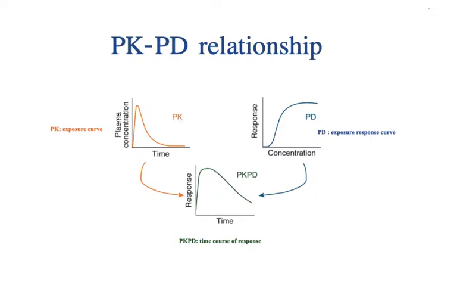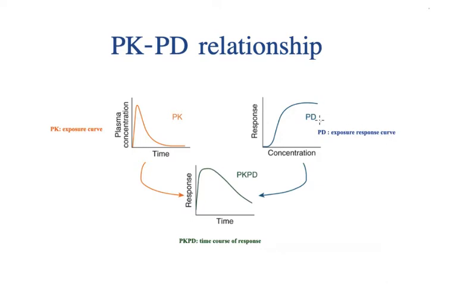It studies the relationship between the plasma concentration of any drug with time, and it is represented by the exposure curve as shown here. While PD, which is the pharmacodynamic, correlates the concentration of a drug in the plasma with its response or the observed effect, and it is represented by the exposure response curve.